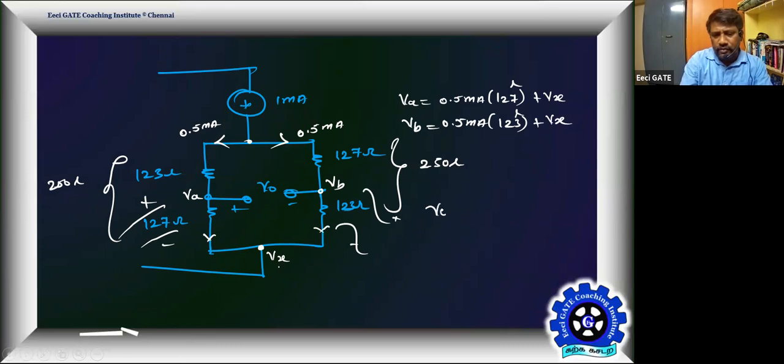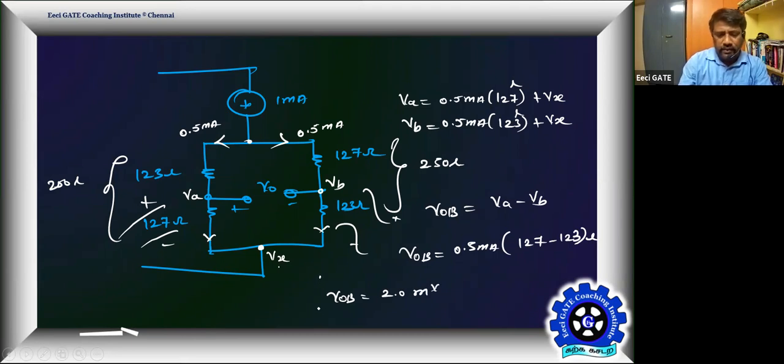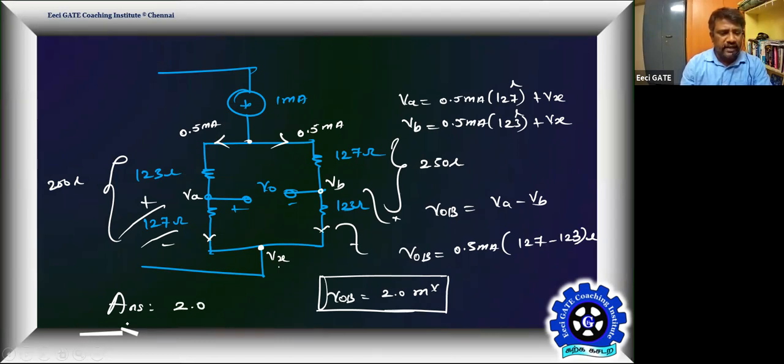Then if you go for the overall output voltage, V naught of the bridge, it is VA minus VB. As simple as this. Then Vx will get cancelled. We will end up with 0.5 milliamps into 127 minus 123 ohms. Then V naught of the bridge is 4 ohm into 0.5, which is going to be 2.0 millivolt. That's your output of the bridge. So the answer is 2.0 because the result is expected to be in millivolts.